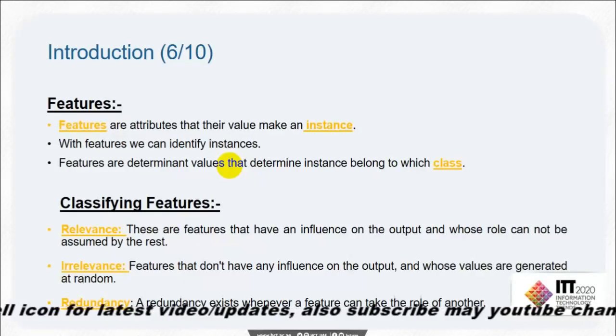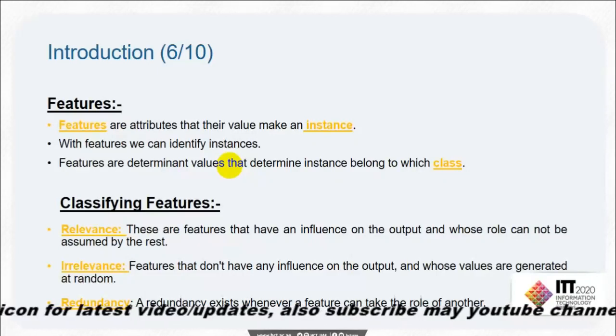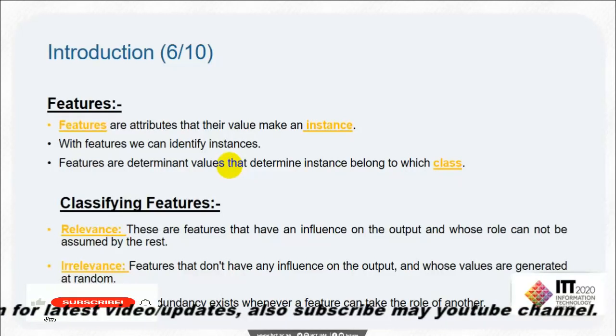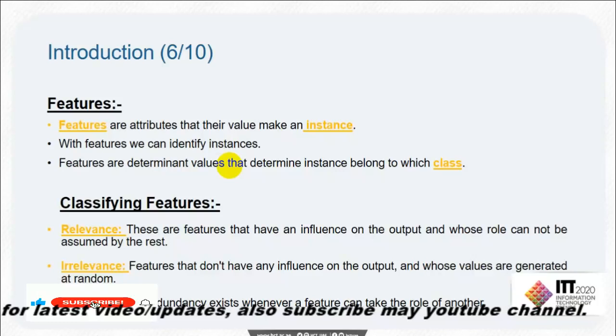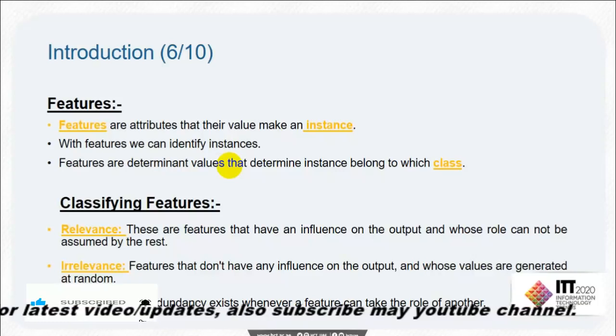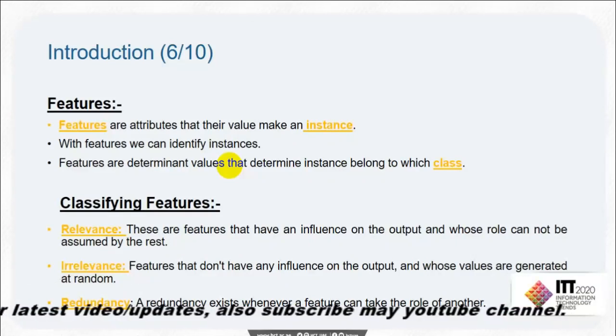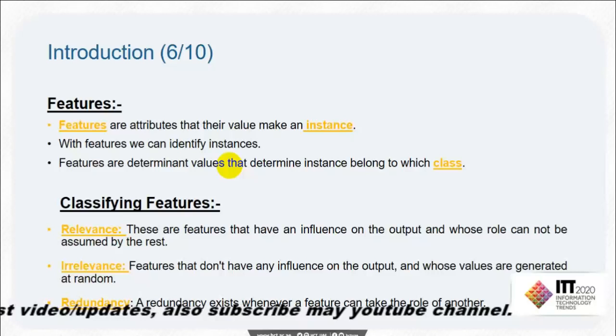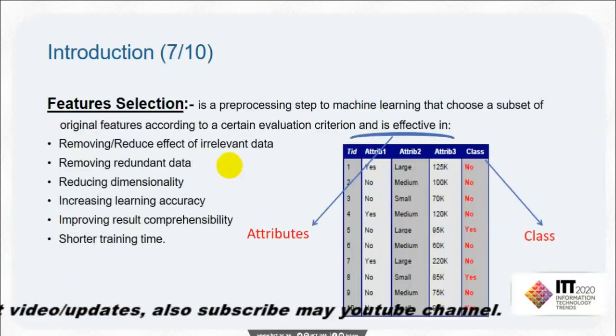Features. What are features? Features, also called attributes, are attributes whose values make up instances. With features we can identify instances. Features are determined values that determine which class an instance belongs to. Classifying features, we can get three types of data from the data set: relevant data, irrelevant data, or redundant data.